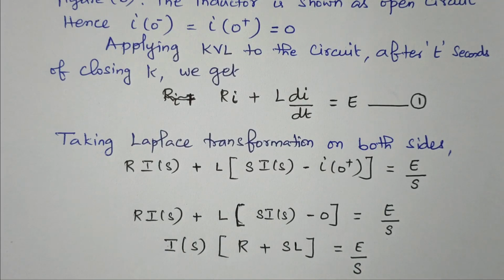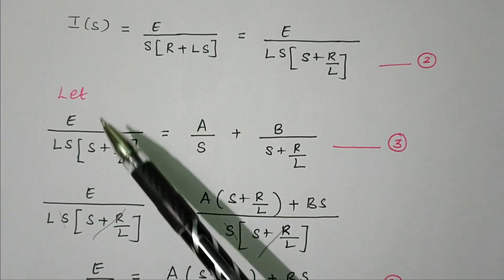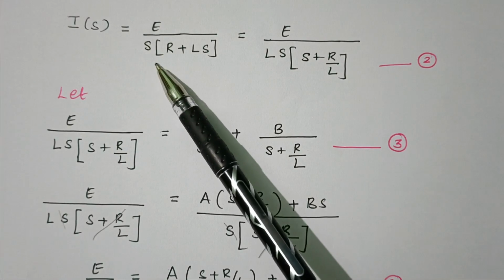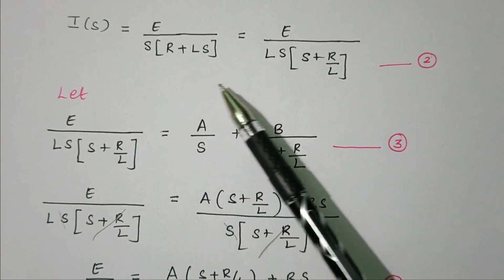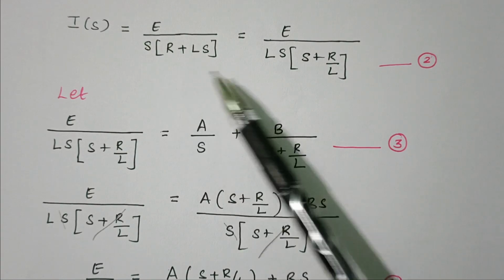Now we can go for the further simplification. So that I of s equals E divided by s into R plus L of s. This term is brought in the denominator. Now we'll take the L outside.